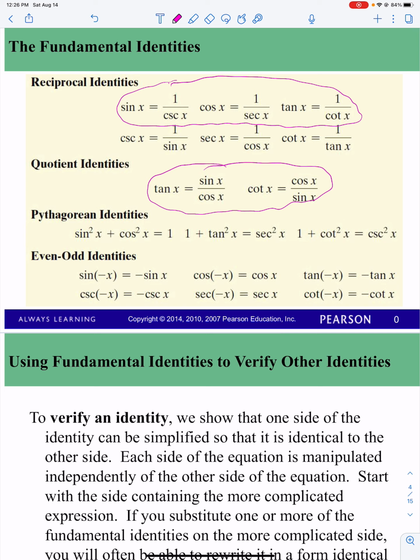The Pythagorean identities, we need to remember one. The other ones come from dividing by sine squared or dividing by cosine squared. Then even and odd. Which one is even? Only cosine and secant. So these two are even. All of the others are odd.